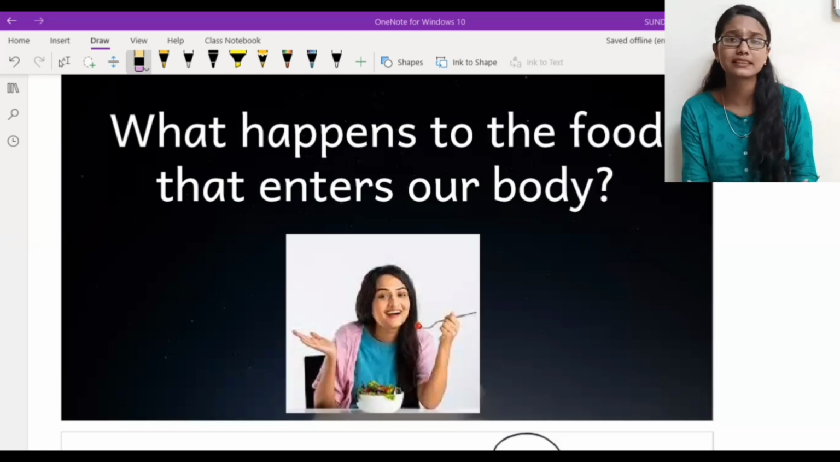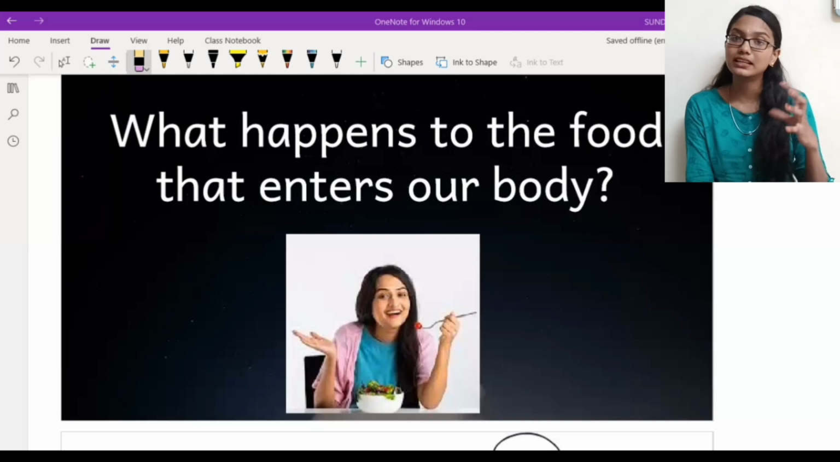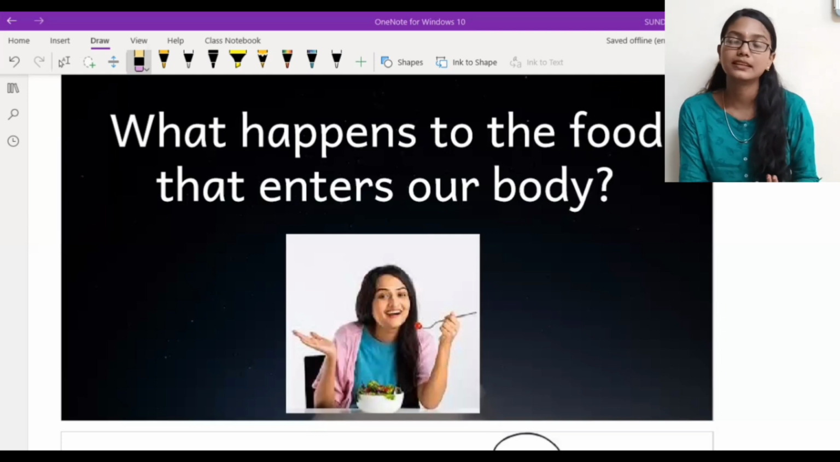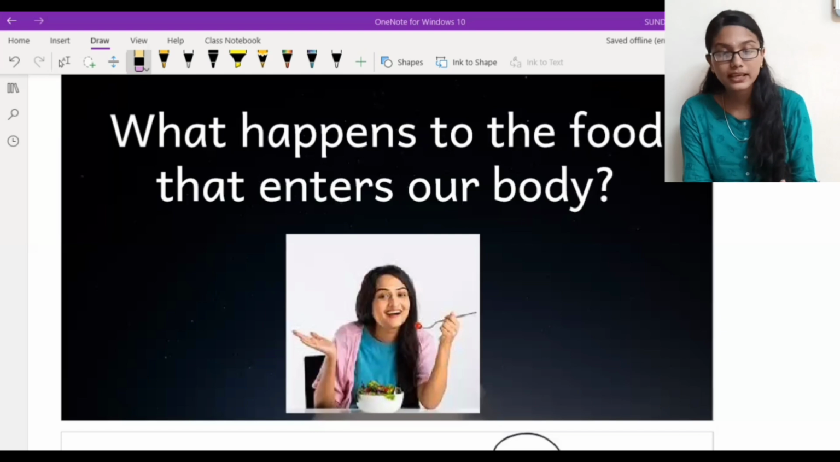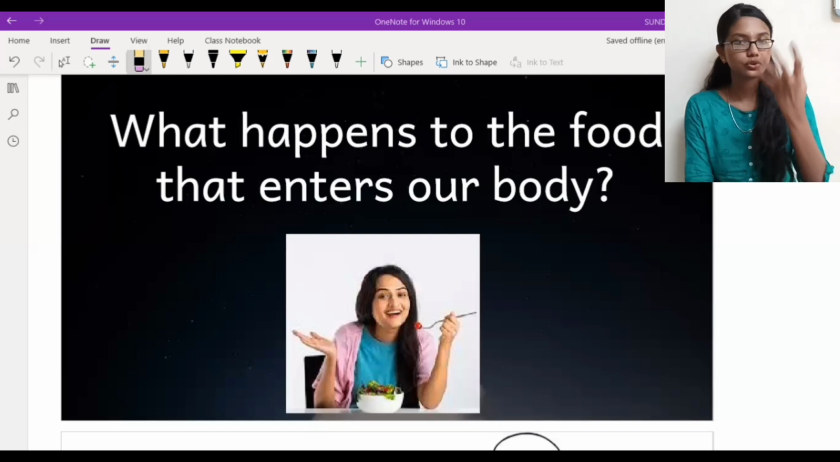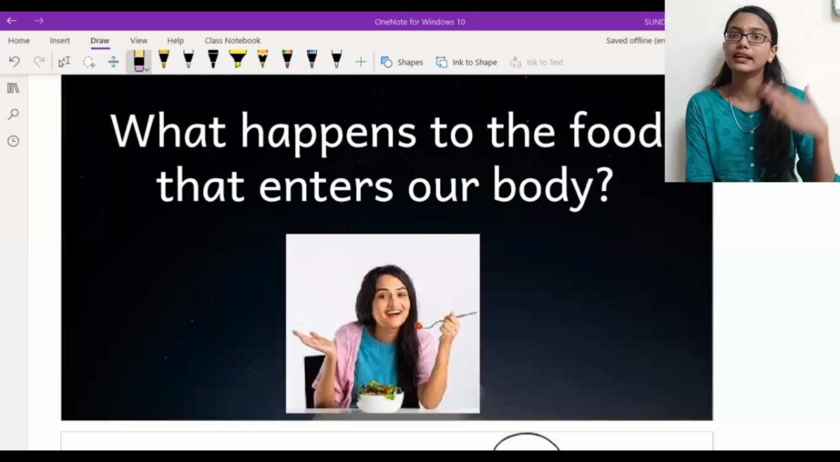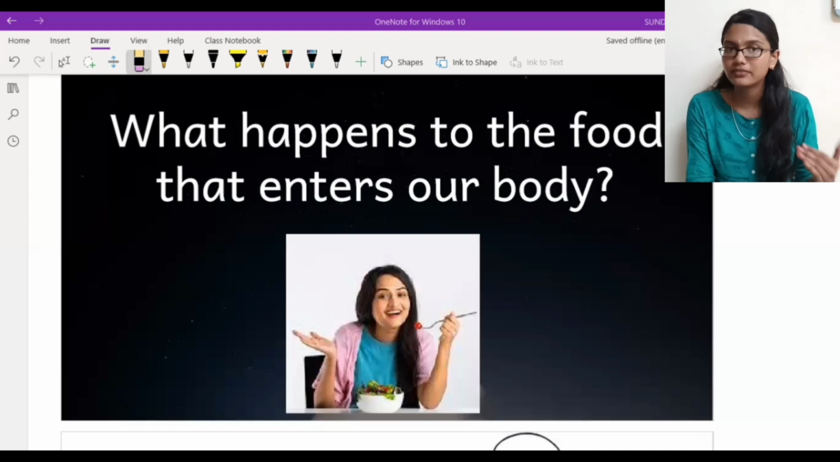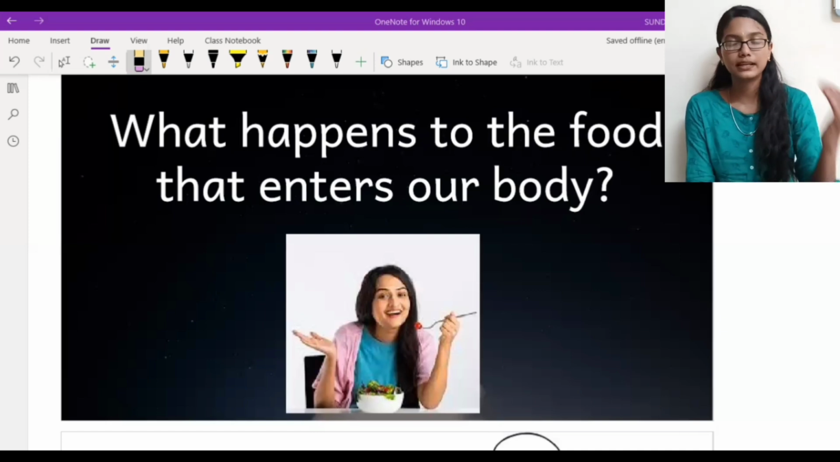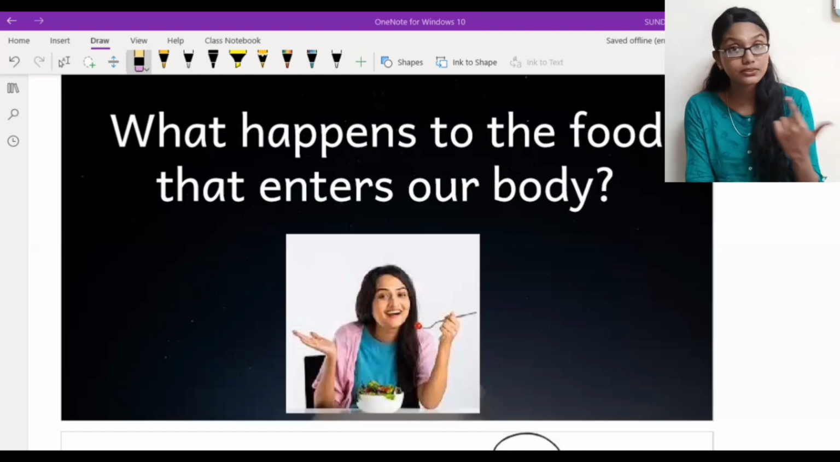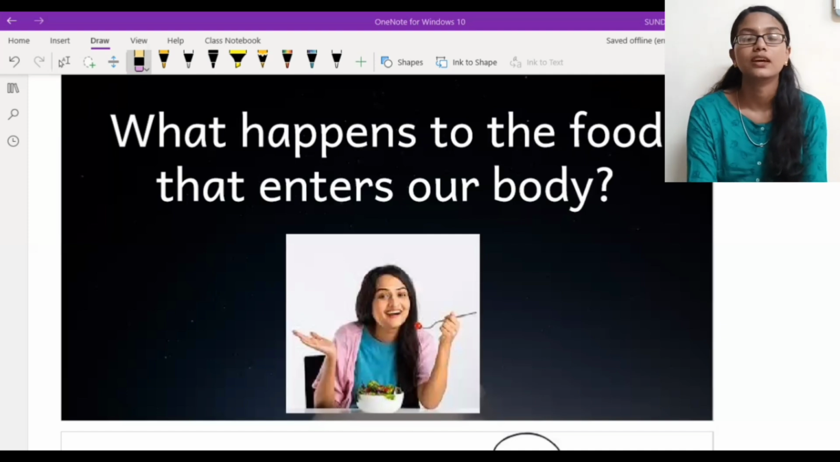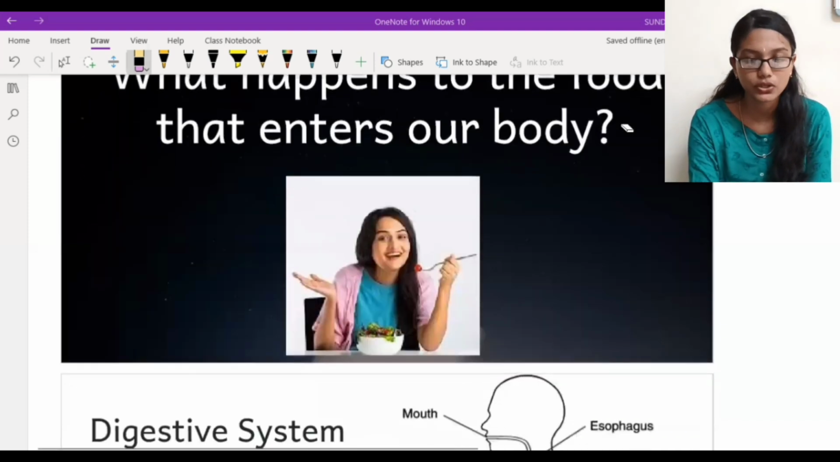In previous classes, we already learned exactly how the alimentary canal looks and what the different organs present in the alimentary canal are. In today's class, we are going to learn what happens to the food that enters our body. We take a lot of food in our day-to-day life, right from the morning breakfast to the evening dinner. So what happens to the food that enters our body? Yes, we are going to deal with this in today's lesson.